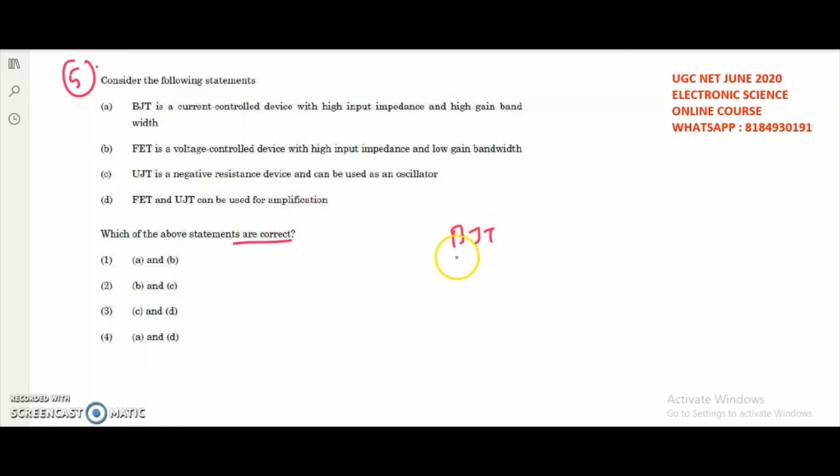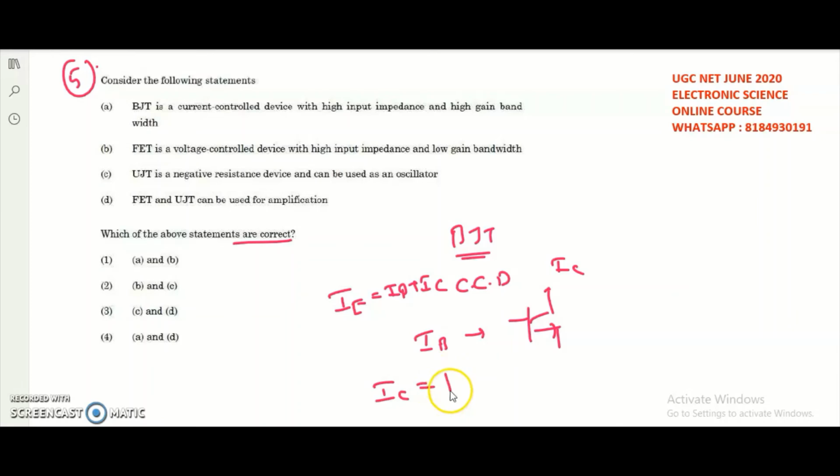Generally, the BJT is called a current control device. Why? Because based upon the base current, we are going to control the collector current. We say that IE is equal to IB plus IC, or else we can take that IC is equal to beta into IB. That means in the common emitter configuration, the output current, the collector current, depends upon the input current, that is the base current, right? So that's why the BJT is a current control device.